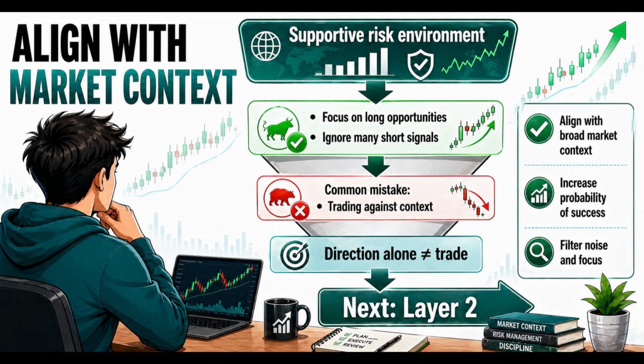This can help traders align their analysis with the broader market environment. Because one of the most common mistakes traders make is trading against the broader market context. However, direction alone does not produce a trade. It simply helps define which side of the market we prefer to analyze. And that leads us to the second layer.